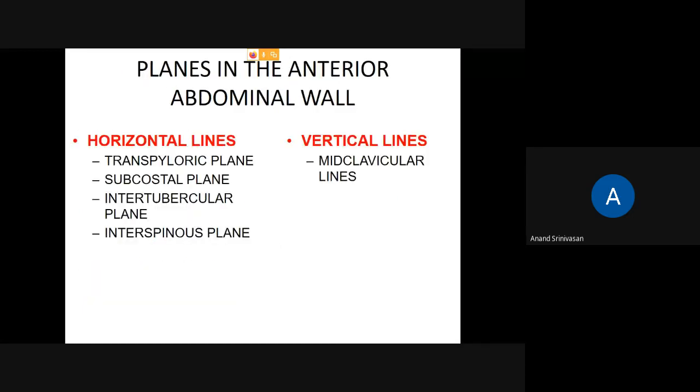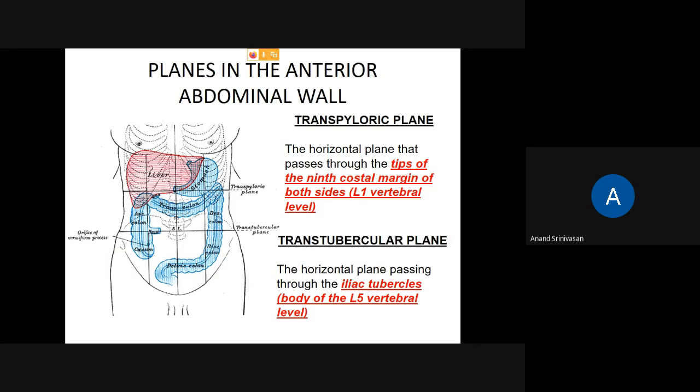Now this is an important one, the planes of the anterior abdominal wall. There are horizontal lines and vertical lines. There are 4 horizontal lines and 2 vertical lines, and we are dividing the anterior abdominal wall by these lines into quadrants. First, let's see the horizontal lines. The transpyloric plane.